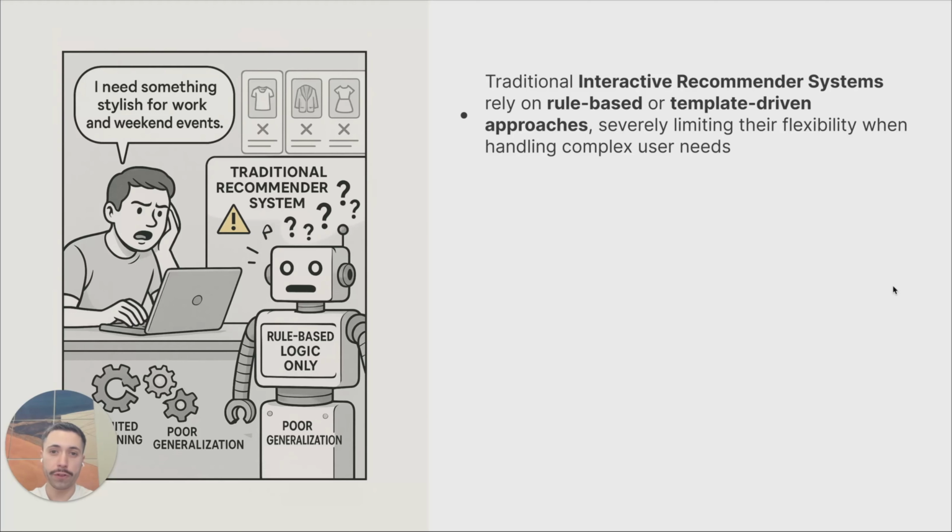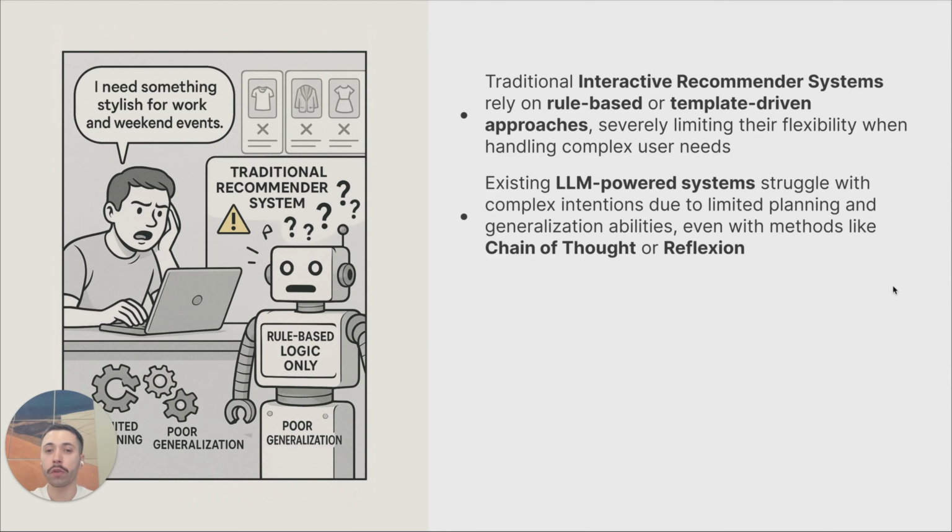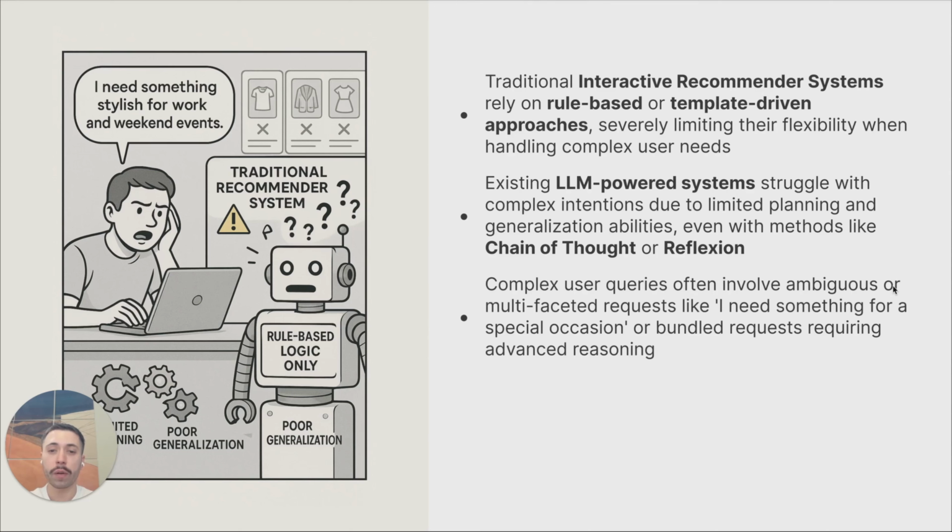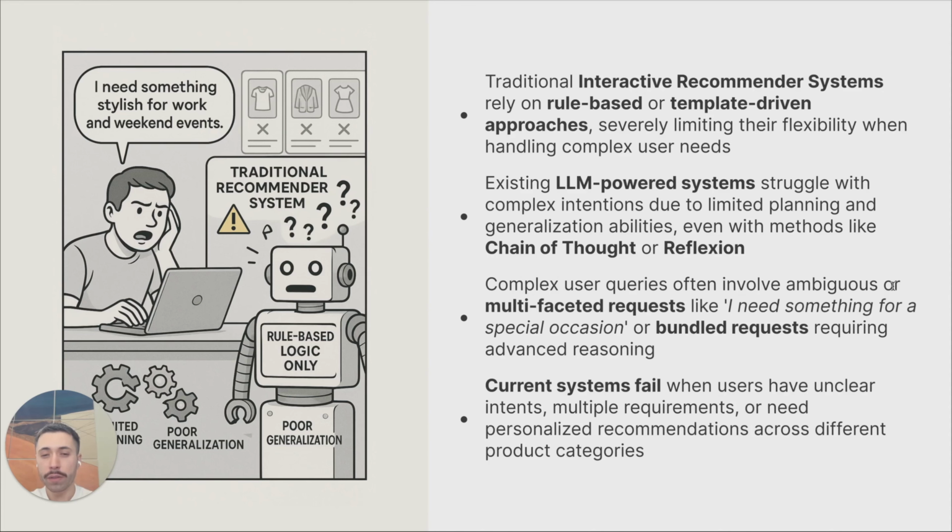Traditional interactive recommender systems rely on rule-based or template-driven approaches, which limit their flexibility when you throw complex user needs at them. Even LLM-powered systems struggle with complex intentions because they lack solid planning and generalization abilities, despite using methods like chain of thought or reflection. Complex user queries hit you with ambiguous stuff like "I need something for a special occasion" or bundled requests that need serious reasoning skills. And current systems just fall apart when users have unclear intents, multiple requirements, or need personalized recommendations across different product categories.